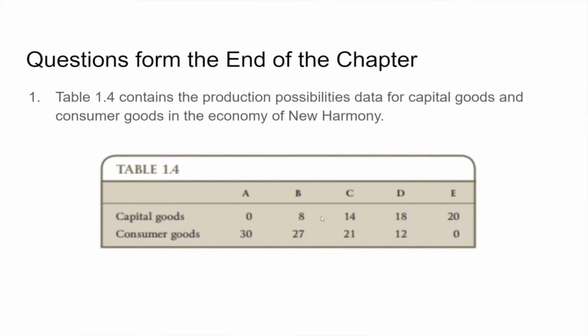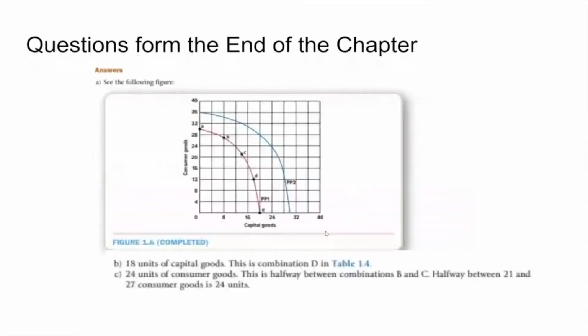So you can think, okay, the question asks us about 11 units of capital goods. So we go look at capital goods right here, 8. This is 12, so 11. And we draw a line up from about 11. There it is at 24.